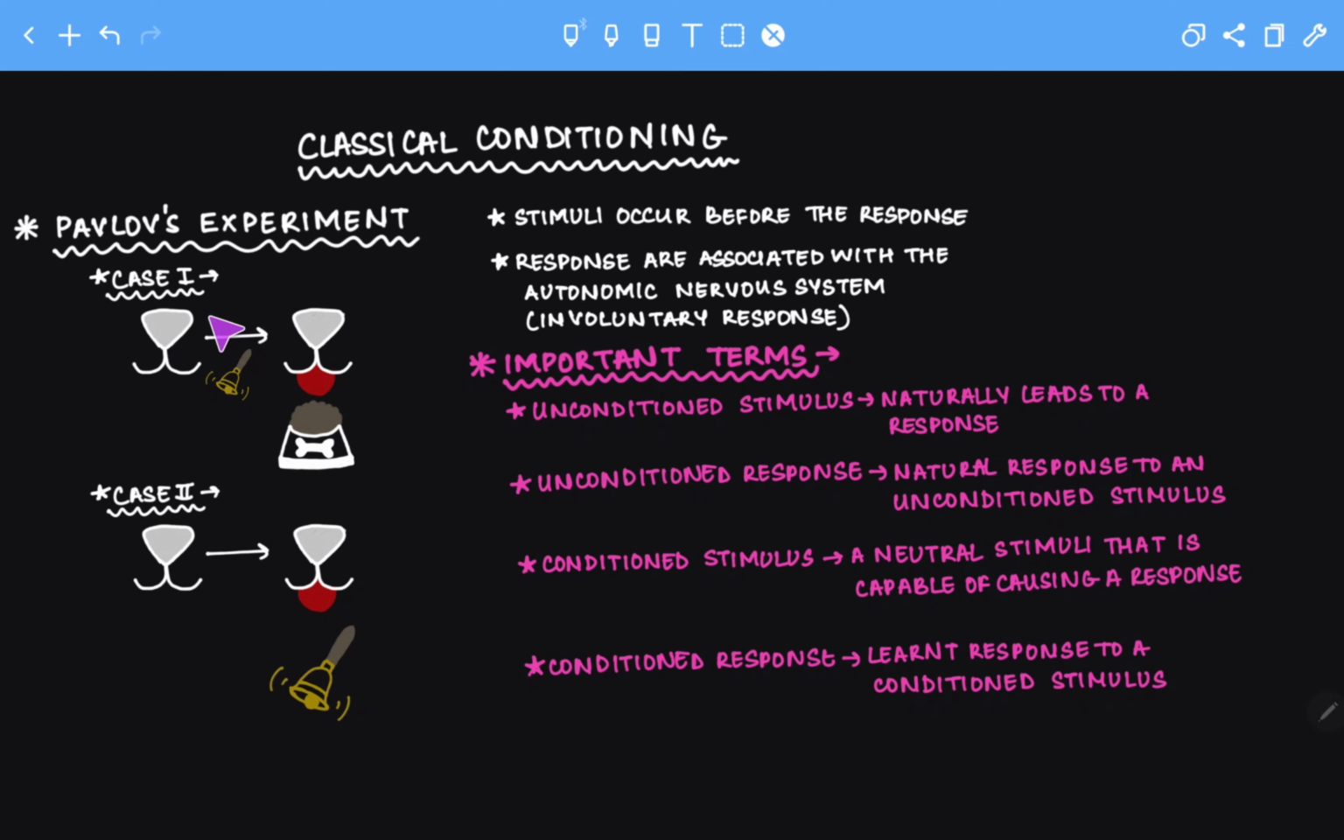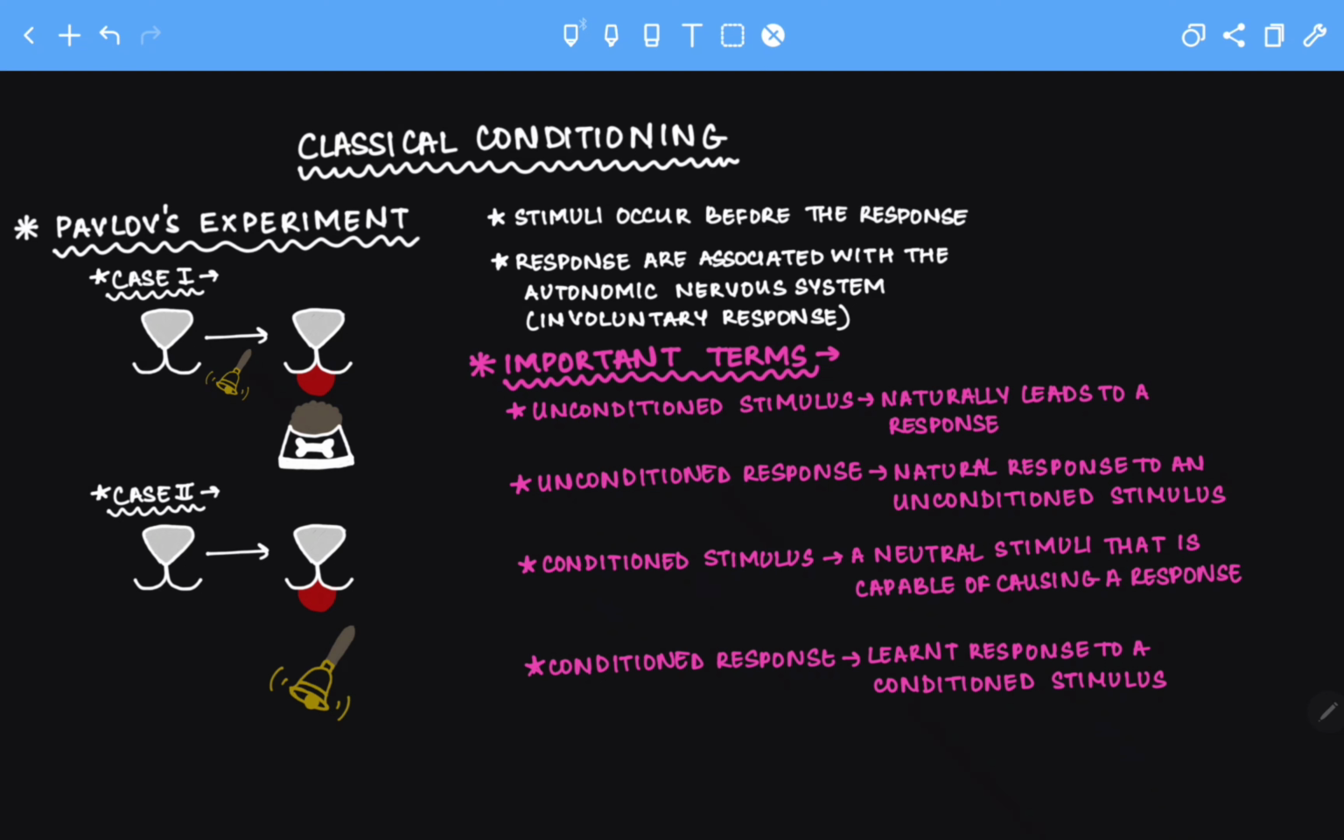In the first case, this is a dog. So Pavlov used to present his dog with food. But before presenting food, he would always ring the bell. So he would ring the bell and then present food. And when the dog was presented with food, the dog would start salivating.